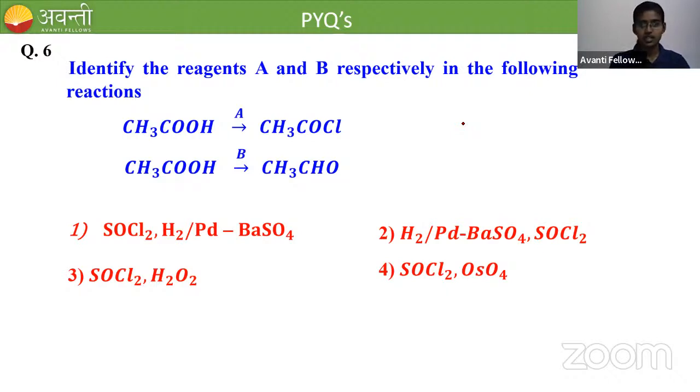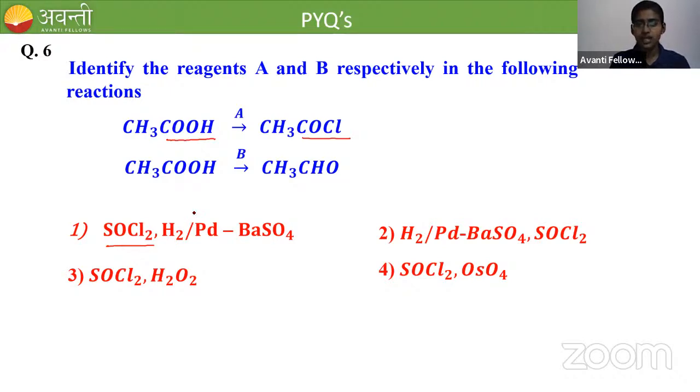So you can see here COOH is getting converted to COCl. That is, we are getting acyl chloride from carboxylic acid. So SOCl2 is the reagent which converts the OH group to a Cl group. Okay, so SOCl2 is the reagent A.